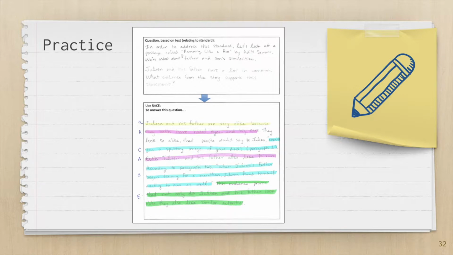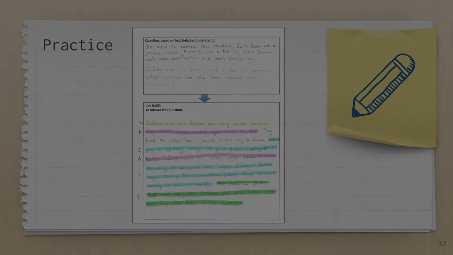Julian and his father are very alike because they both have hazel eyes and big ears. They look so alike that people would say to Julian, quote, "Aren't you a spitting image of your dad?" Quote, paragraph 1. Both Julian and his father also like to run. According to paragraph 2, quote, "When Julian's father began training for a marathon, Julian found himself wanting to run as well," end quote. This evidence proves that not only do Julian and his father look alike, they also like similar activities.